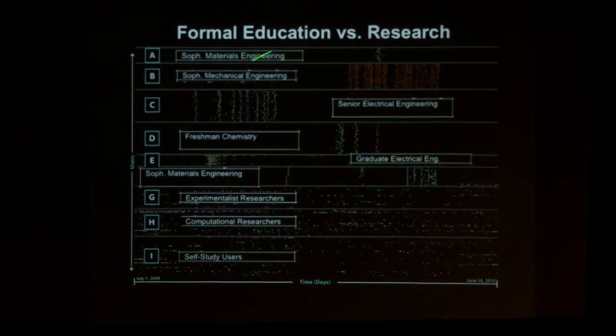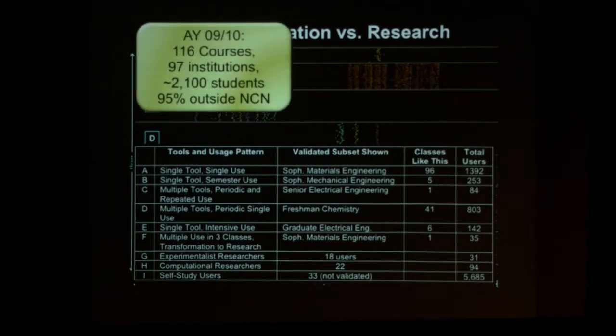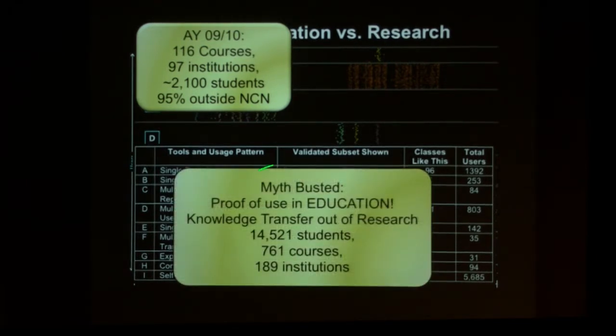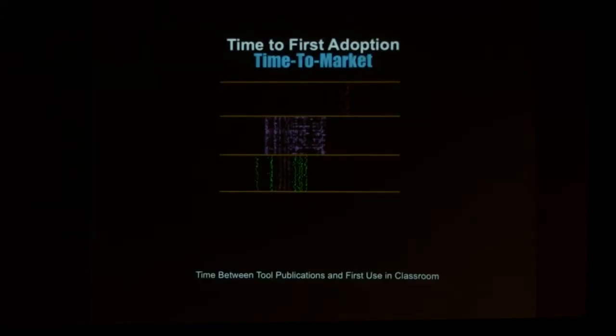But basically by this categorization, we can identify in 1 year alone, we had 116 courses at 97 institutions that behaved like this. And overall, we had some 14,000 students in 760 courses and about 190 institutions that behaved like this. Now, considering that all of these are research codes that came out of research pretty recently, and since you can't do that, I think that's not quite true. You can transition research codes into the classroom quantitatively. Now the question is, how long does it take for that to happen?